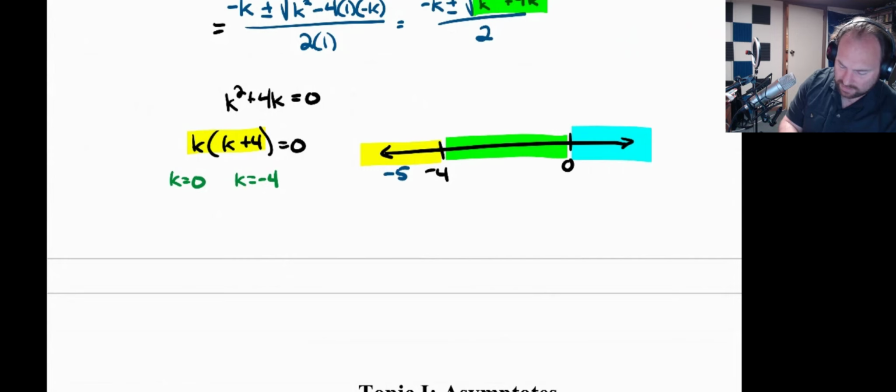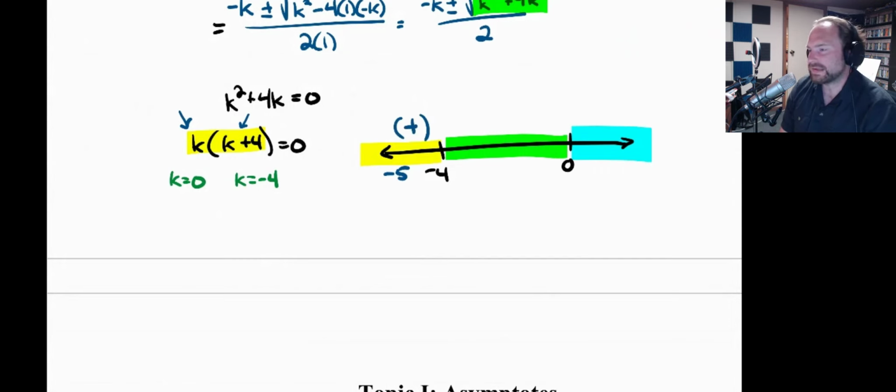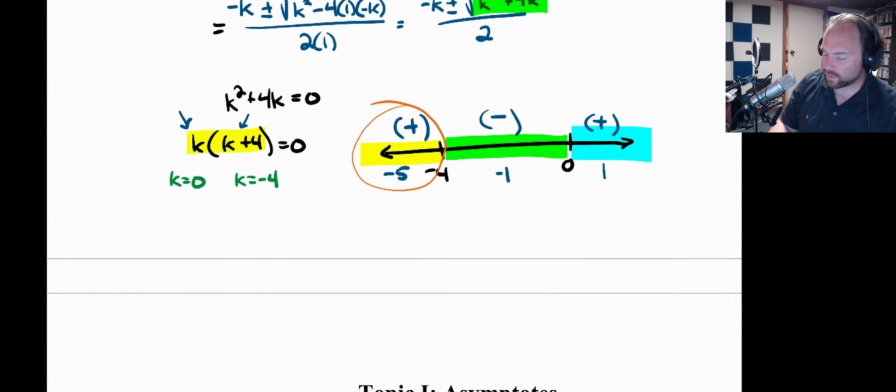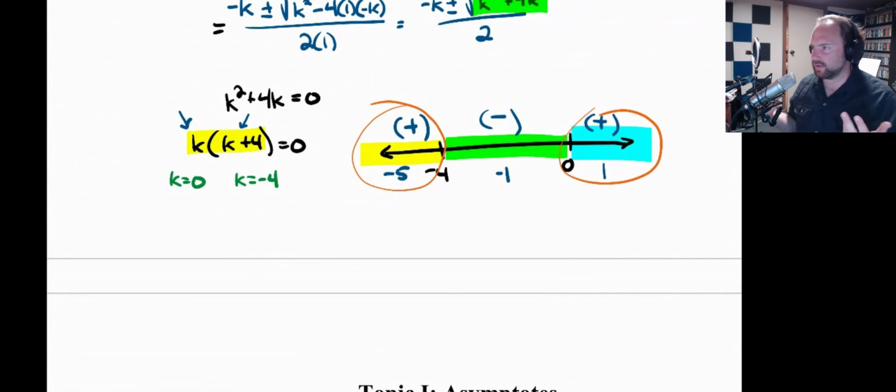This would give us negative 5 times negative 1, which is a positive number. It doesn't actually matter what the answer is, just whether it's negative or positive. If we were to plug in, let's say, negative 1 as a tester between negative 4 and 0, we would have negative 1 times positive 3, which would be negative. And if we plug in a tester number greater than 0, like say 1, we would just have 1 times 5, which is positive. So it would appear that we have an answer here: numbers that are less than negative 4 and numbers that are greater than 0. Those are the places where this is going to have two solutions.